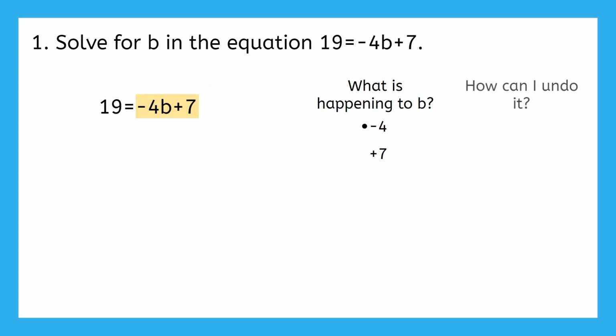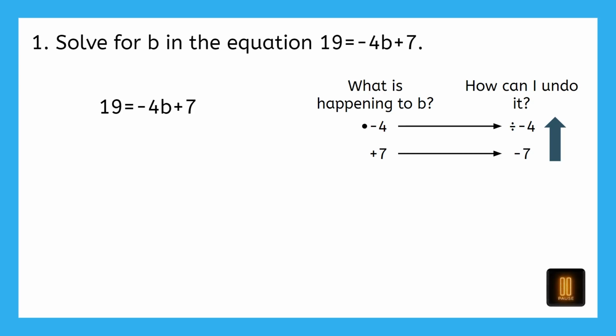How can I undo these operations with their inverses? Exactly. The inverse of multiplying by negative 4 is dividing by negative 4, and the inverse of adding 7 is subtracting 7. And here's the part that's new for two-step equations. Just like opening a present, we need to undo these in the reverse order. So I'll work from the bottom of my undo list up to the top. We'll start by undoing the addition first, so we need to subtract 7 from both sides of this equation.